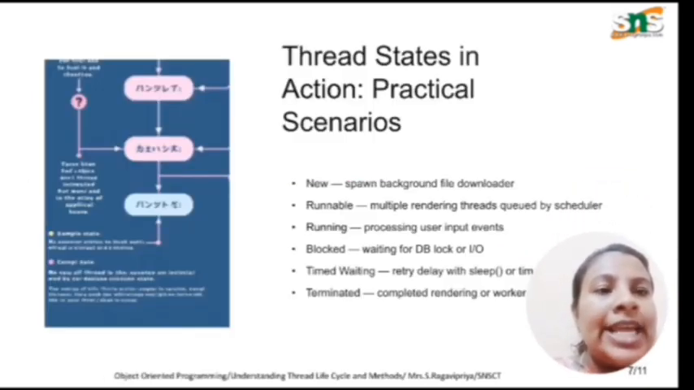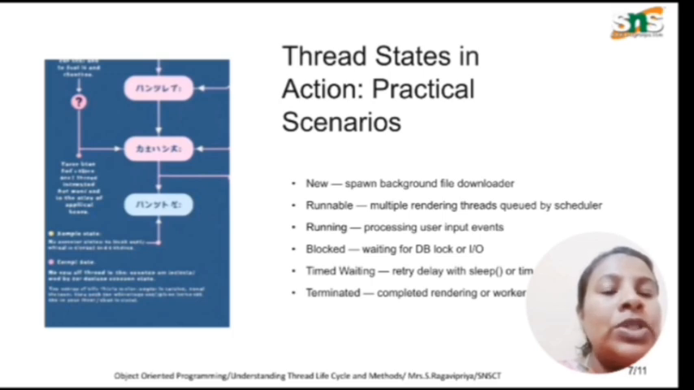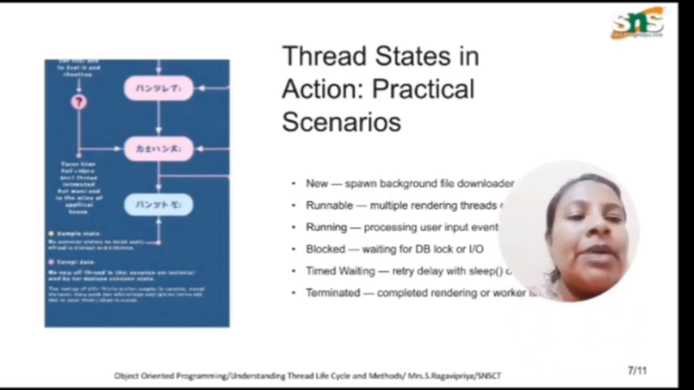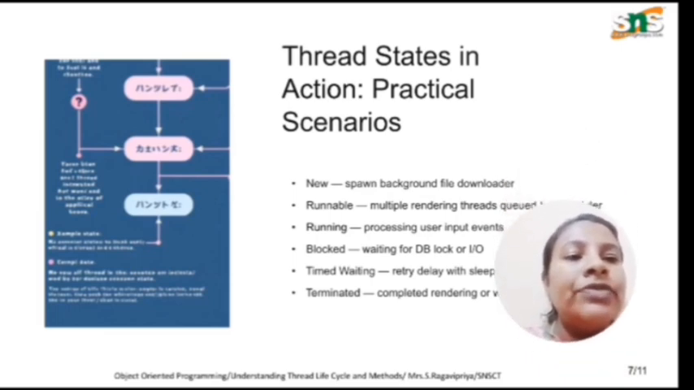So thread states in action, a practical scenario. New state: spawn a background file downloader. Runnable state: multiple rendering threads queued by the scheduler. In running, processing user inputs and events. Then in blocked state, it's waiting for a DB lock or input output. Timed waiting: retry delay with sleep or timed join. In terminated, completed rendering, the worker finished the job.